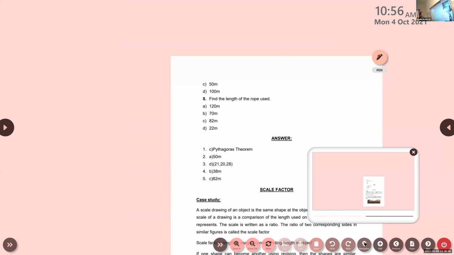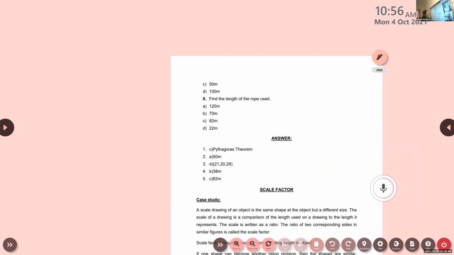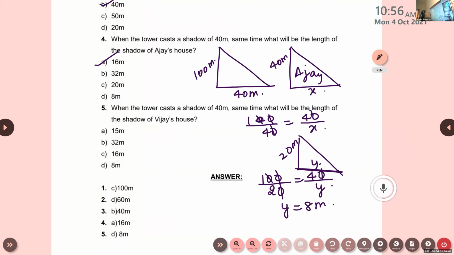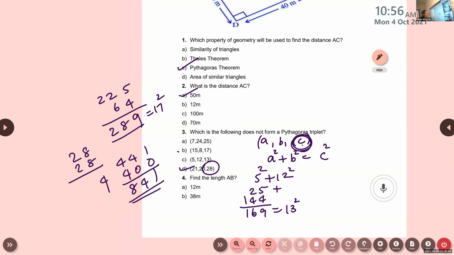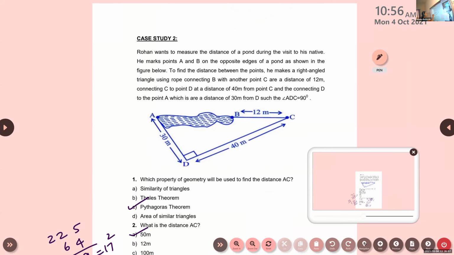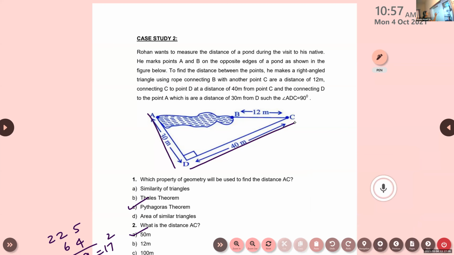Find the length of the rope used. Again, move on to the first figure. You have to find out the length of the rope. What is the length of the rope used from the figure? He used rope for AD, he used rope for the side CD, and he used rope for BC. So, what is the length of the rope used? Easily you can answer. What is the answer?